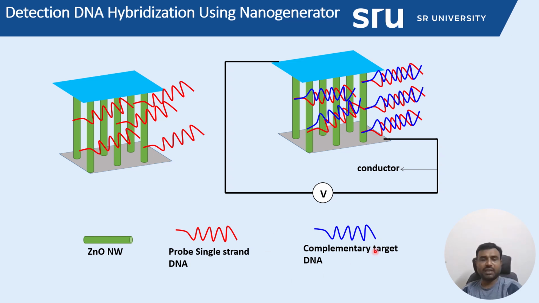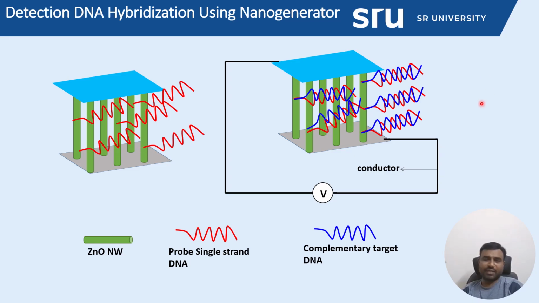Non-complementary DNA means it has non-matching base pairs and cannot interact to form a double-strand DNA. So here, instead of complementary DNA, if we apply non-complementary DNA, what will happen? There is no double-strand DNA formation. So after this interaction with non-complementary DNA, the same property of the electrode is retained.